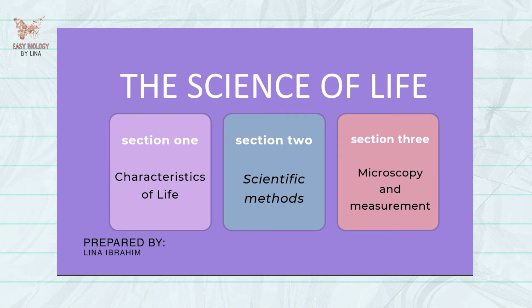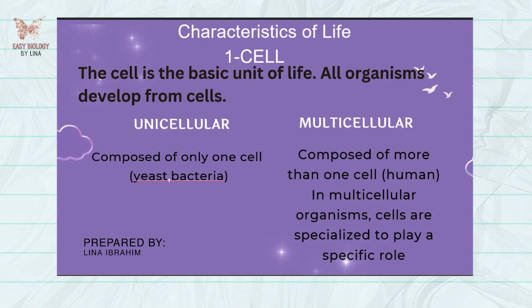In section 2, we will talk about the scientific methods and how the scientists do the research and what are these steps to do the research. In section 3, we will talk about the discovery of microscope, the types of microscope, and the measurement. So let's start with section 1, the main characters of life.